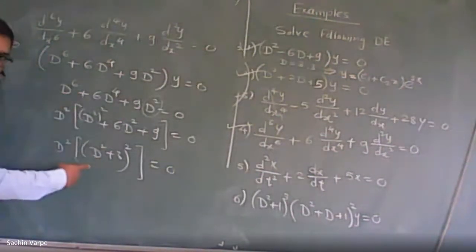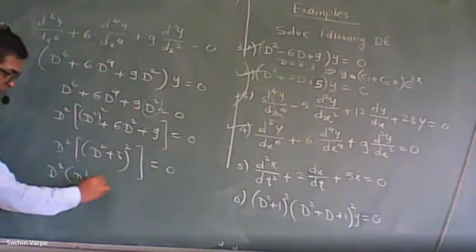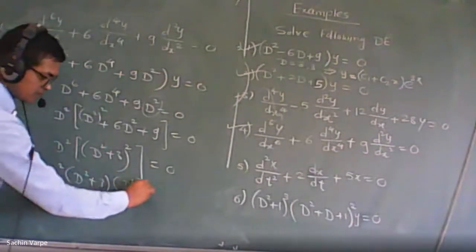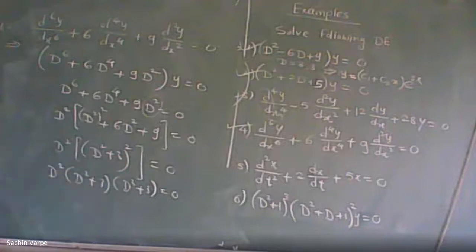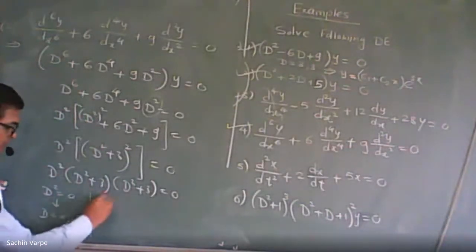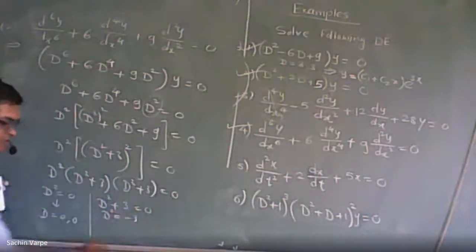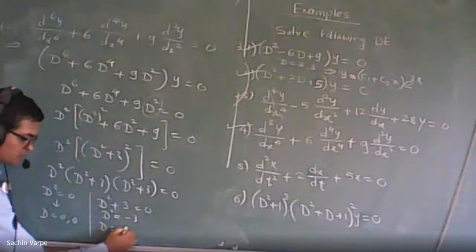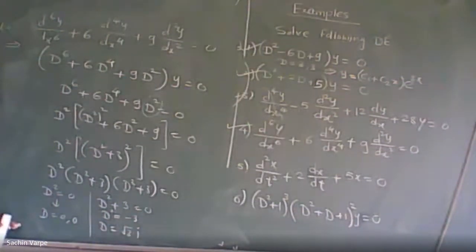So I'm writing in factored form. That will be d square into d square plus 3, again one more d square plus 3 is equal to 0. Okay. And now equate each factor to 0. So when I equate d square to 0, then I'll get 2 roots, that is d equal to 0, 0. Right? When I equate d square plus 3 equal to 0, that means d square is equal to minus 3, and that means d equal to root 3i, because it is the square root of minus 1.